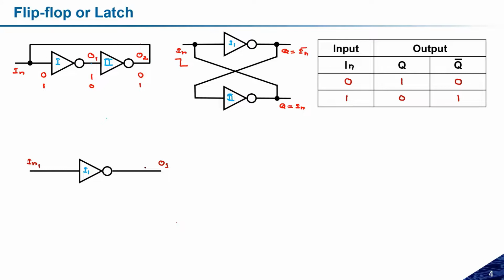The output of the second inverter should be, you have written Q. Yeah, simple mistake. Yeah, thank you.